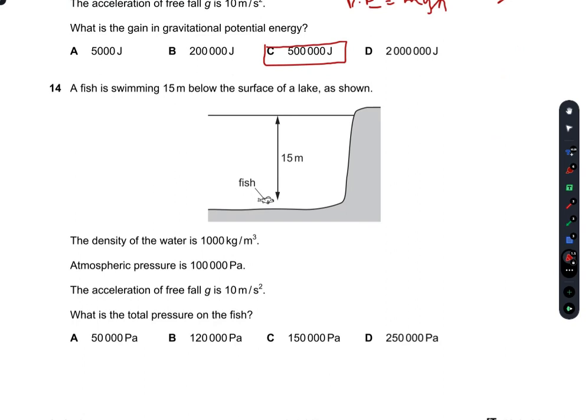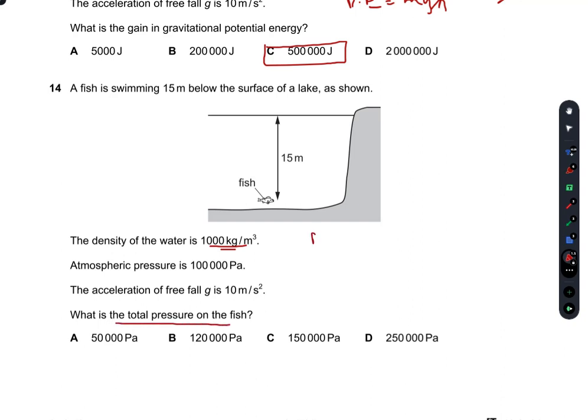A fish is swimming 15 meters below the surface of a lake as shown. The density of the water is 1000 kilogram per meter cubed. Atmospheric pressure is 1 lakh pascal. The acceleration is 10 meters per second squared. What is the total pressure on the fish?